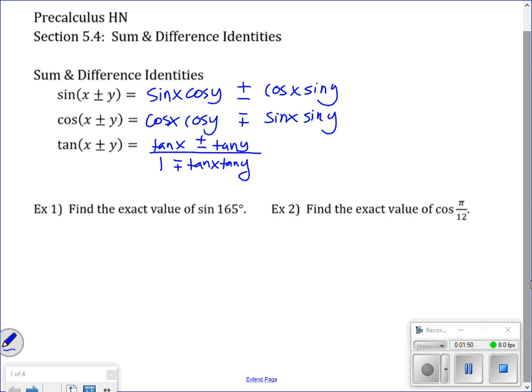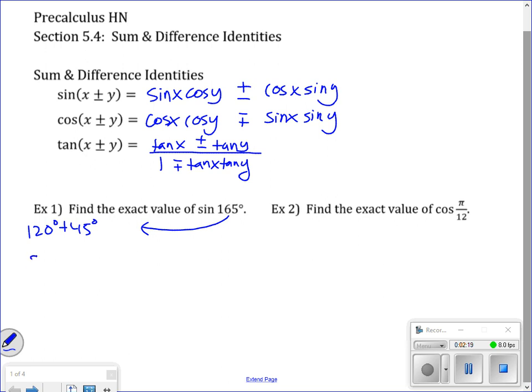All right, so example 1. Find the exact value of sine of 165. 165 is a problem because that's not on the unit circle. That's not one of the normal things that we usually deal with. But if I can figure out two numbers that I know that add to 165 or subtract to 165, then I can use my rules up here. So I came up with 120 plus 45. These are two angles that I know everything about, and they add up to 165.